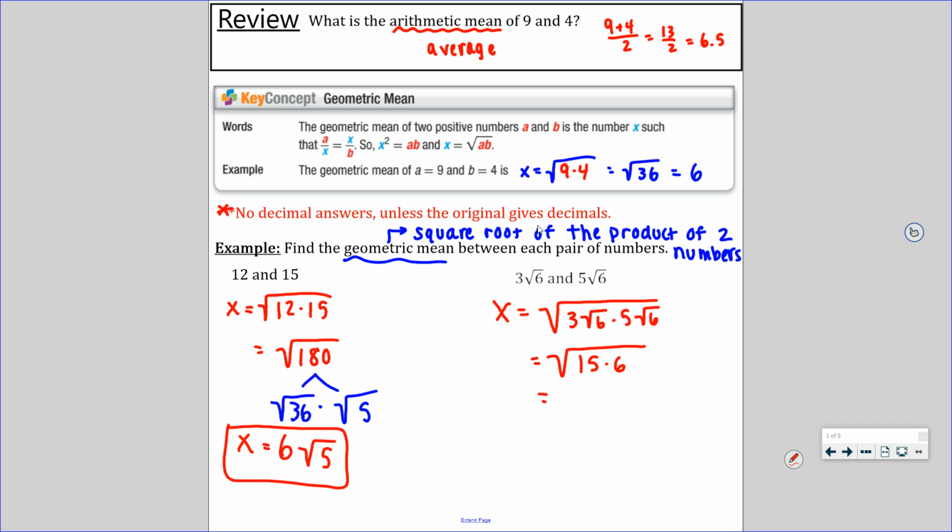15 times 6 is 90. You guys can shout it out. What perfect square goes into 90? Pretty obvious one. 9. 9 times 10. So this geometric mean is 3 root 10. Okay. We're going to calculate geometric means within triangles in a minute. But there's some on your homework where it's just straight up practicing finding the geometric mean. No decimals unless the two numbers have decimals. Okay.